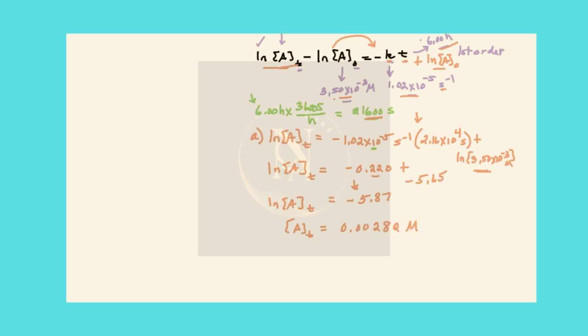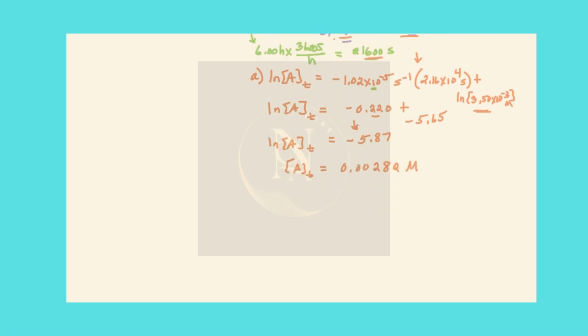So when we go ahead and take that inverse natural log, we get the answer to the question, which is 0.00282. Let me just fix that. Looks a little weird. Molar in terms of the concentration that still remains after that 6-hour time frame. Part B of this question asks us to determine the time frame needed to react away 25% of our reactant.